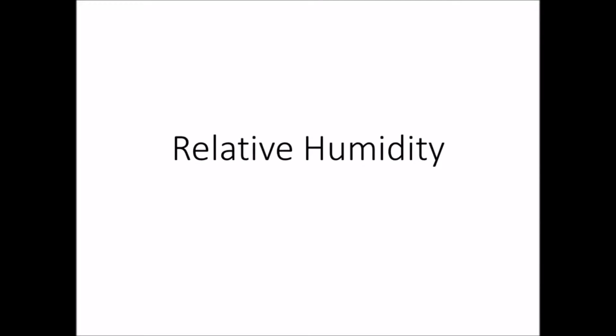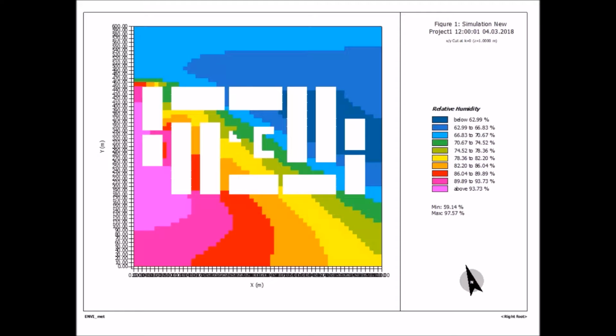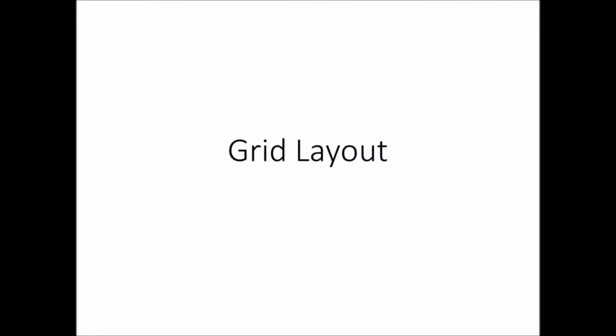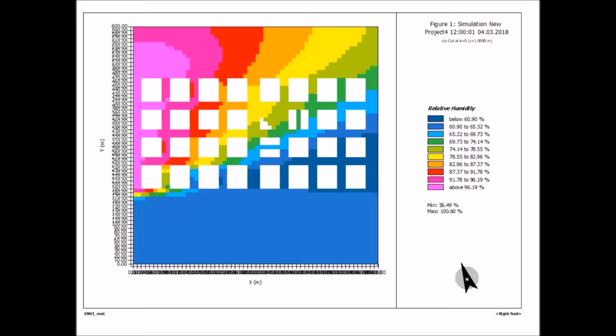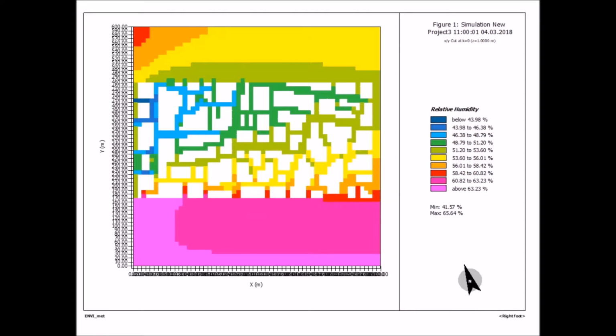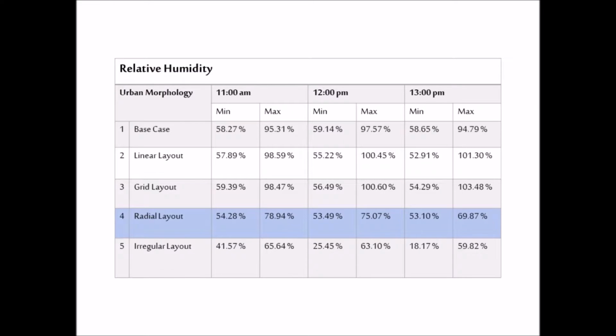Now moving to the second parameter, which is the relative humidity, along the 5 different community layouts at the same date and time. In relative humidity, our result shows that the radial layout obtained the best results to achieve urban thermal comfort compared to other urban layouts.